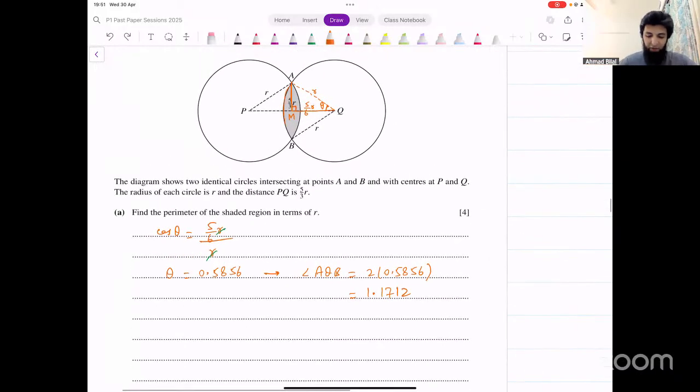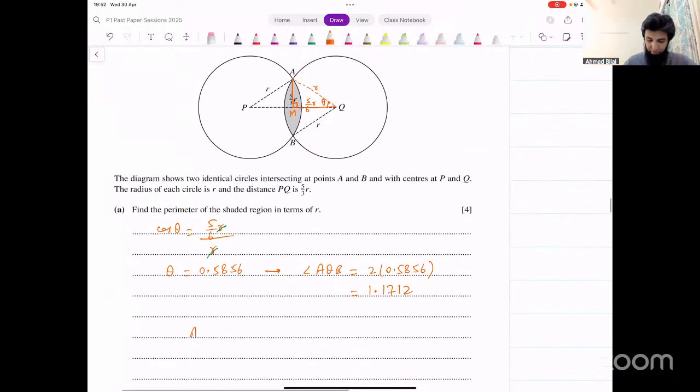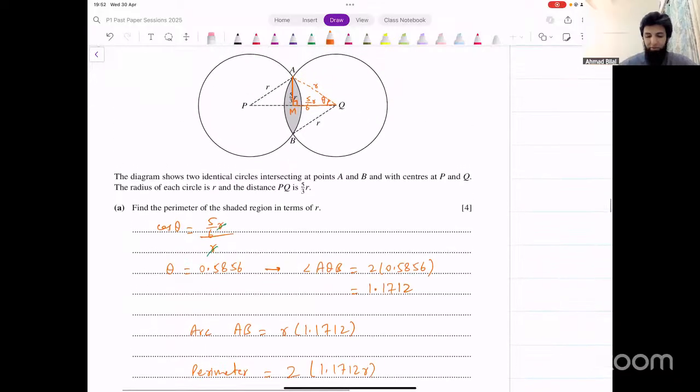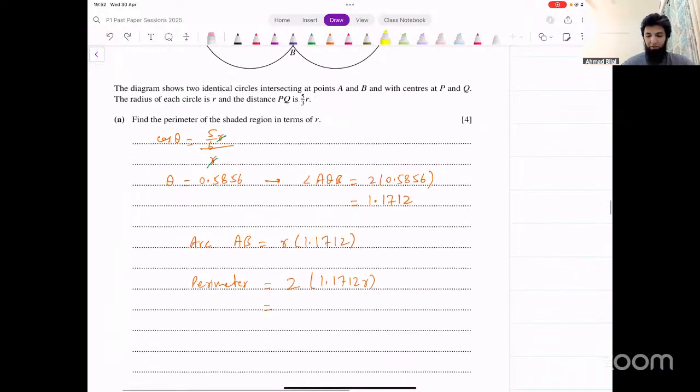In fact, find one arc length here, arc AB, and just multiply that by 2. Arc AB is R into theta. Radius is R, angle is theta, that's 1.1712. And then what's the perimeter? You just multiply this by 2 again. 2 times 1.1712 times R will give you the complete perimeter, because in the perimeter you've got 2 arc lengths, one this and the other this. And that will be the final result.